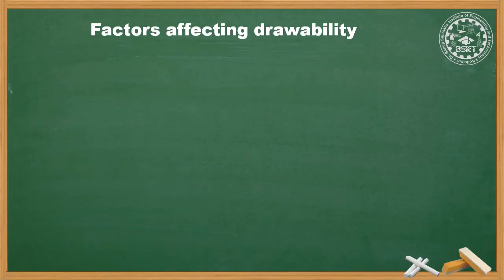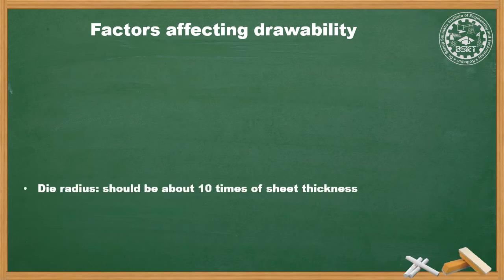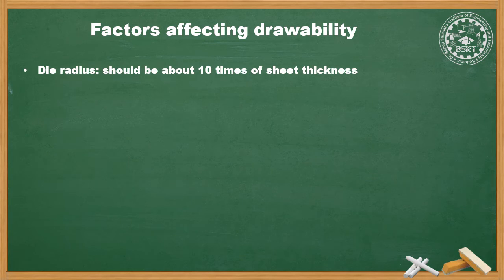Factors affecting the drawability of the material. There are various factors which contribute to the proper drawing of the sheet metal. Some of them are mentioned below. First, the die radius should be about 10 times the thickness of the sheet.